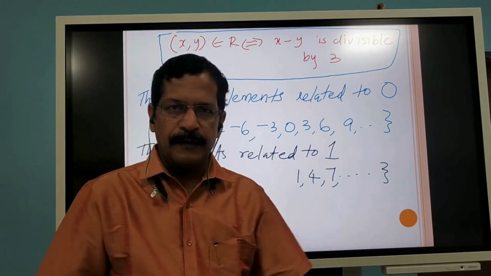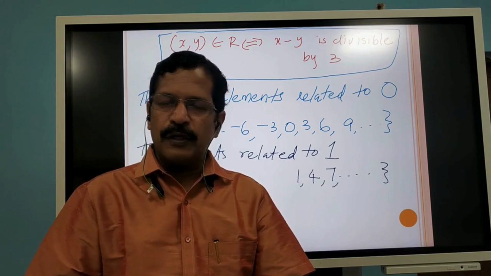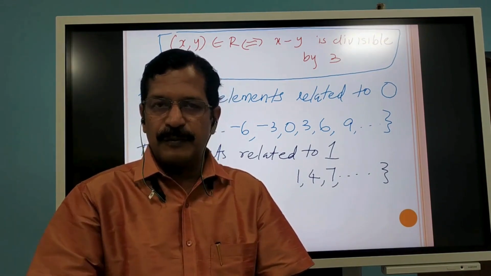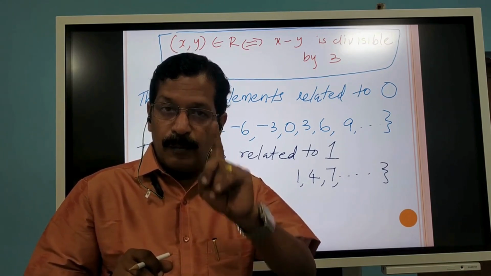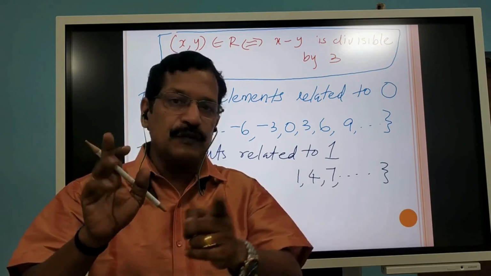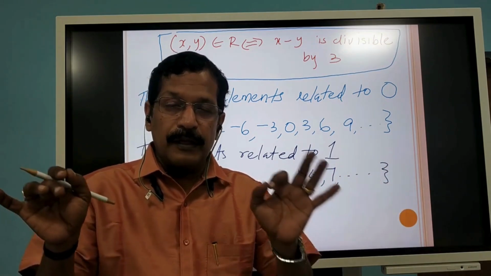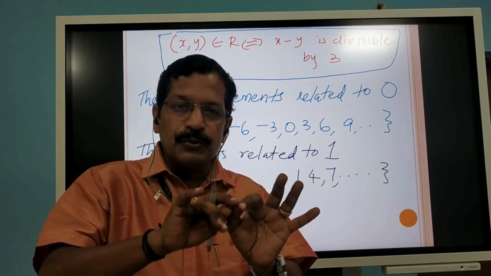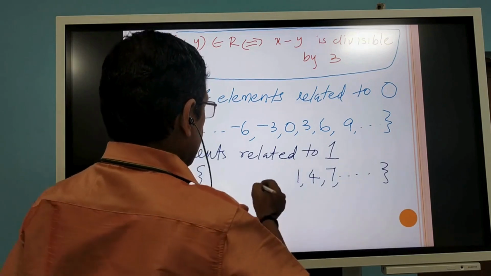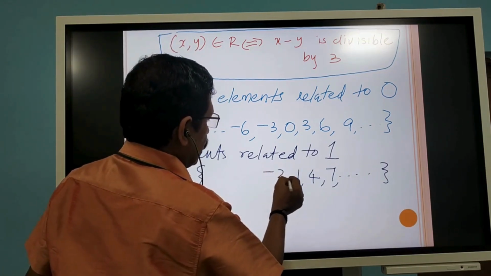Now, left side of 1. Whether 0 is related to 1? No. 0 minus 1 is negative 1 only. It is not divisible by 3. Negative 1: negative 1 minus 1 is negative 2. It is not divisible. Negative 2: negative 2 minus 1 is negative 3, which is divisible. So, negative 2 is possible.